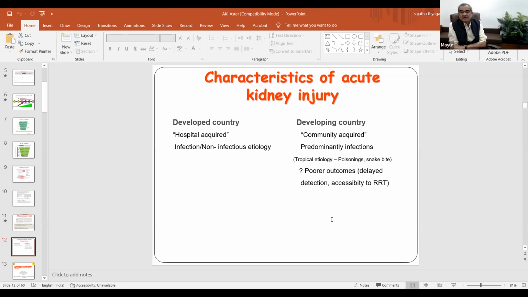So how is the pattern different in developed country versus developing country? In developed country, most of them are hospital-acquired infections.